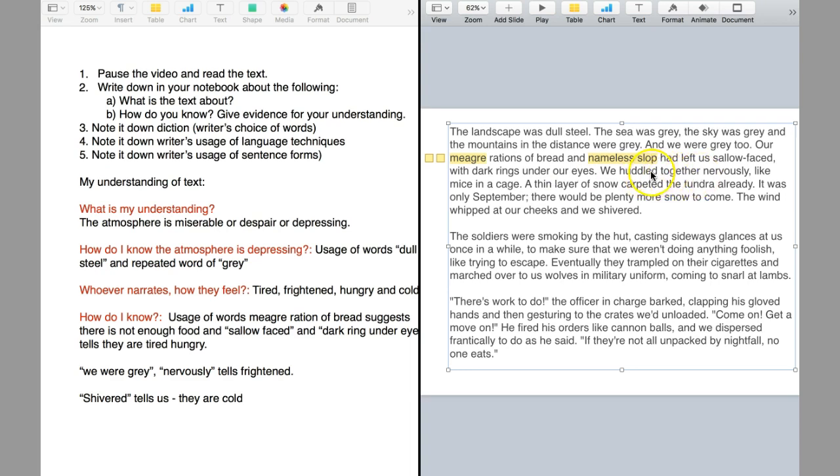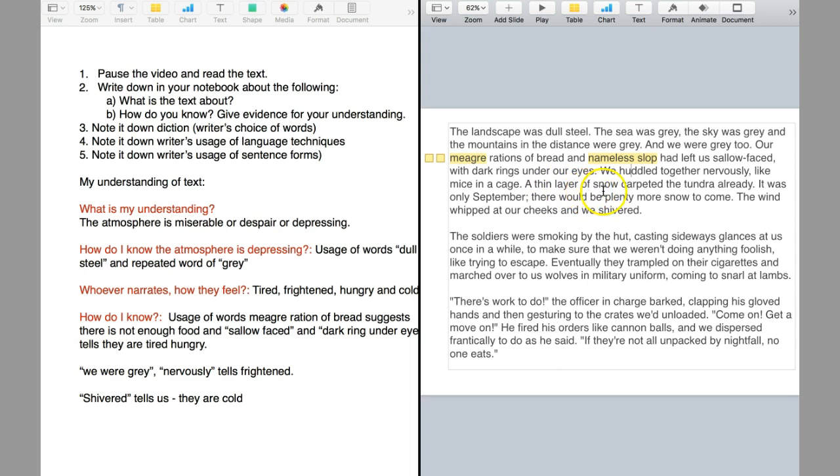We huddle together nervously. So they are nervous and it is said directly, like mice in a cage. So here it is a simile. The author used a simile to create an image in our mind of how mice in a cage feel distressed. That kind of feeling these people feel.